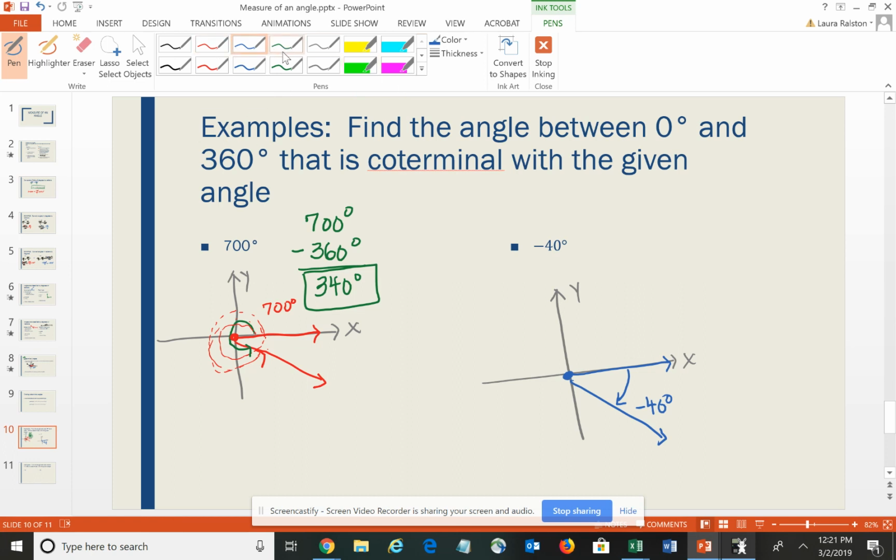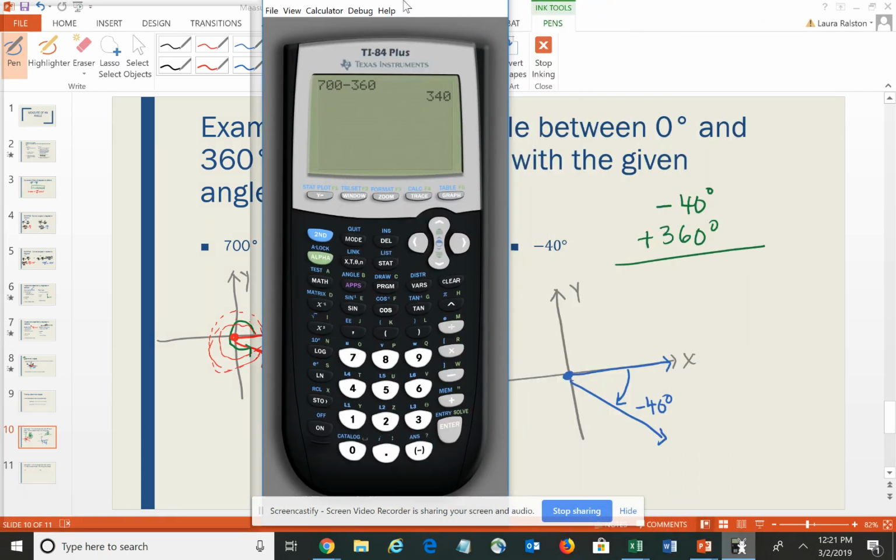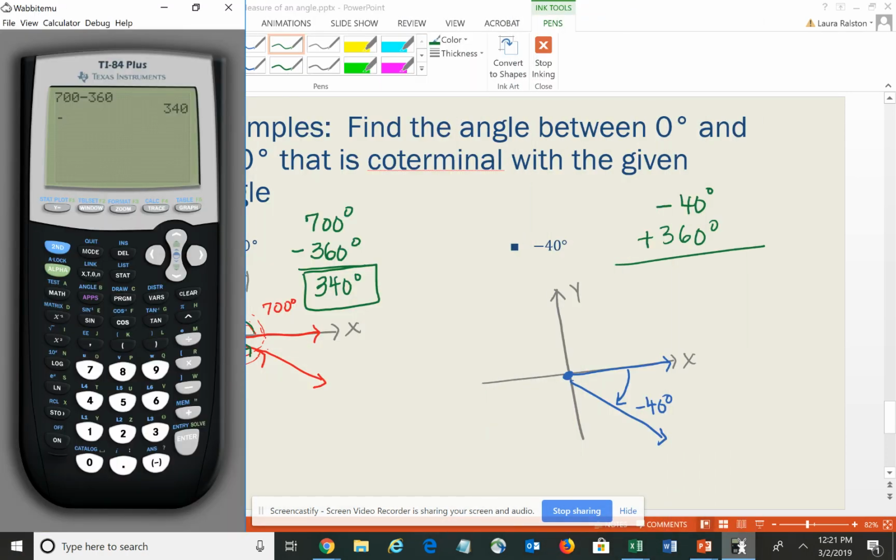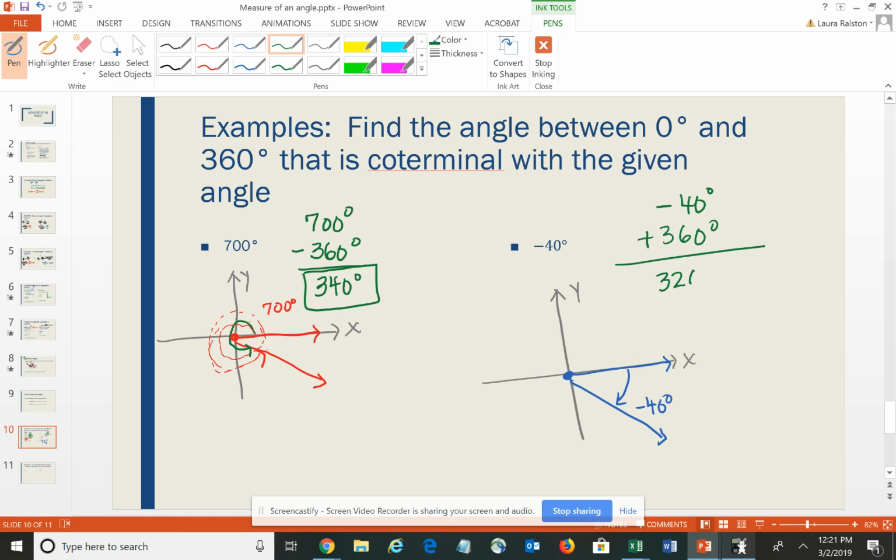But I want an angle that's positive, and I want it to be between 0 and 360 degrees. So this time I'm going to add 360 degrees. From negative 40 degrees, I'm going to add 360 degrees. And again, you may want to get your calculator. So I would have negative 40 plus 360, and that equals 320 degrees. So my coterminal angle, if I went around positive, would be 320 degrees, which meets the criteria of being between 0 and 360.